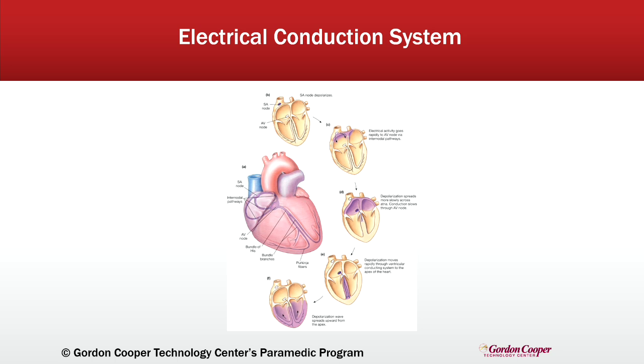So if anything goes awry, parts of the system, like the bundle of His or even the Purkinje fibers, can step in as backup pacemakers to hopefully keep that heart rhythm steady and the blood flowing.